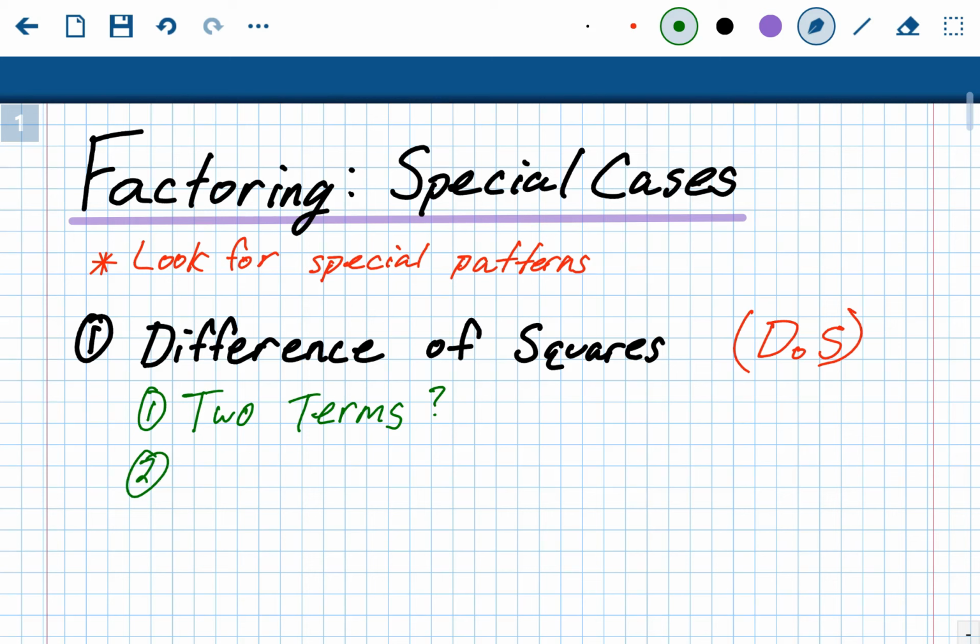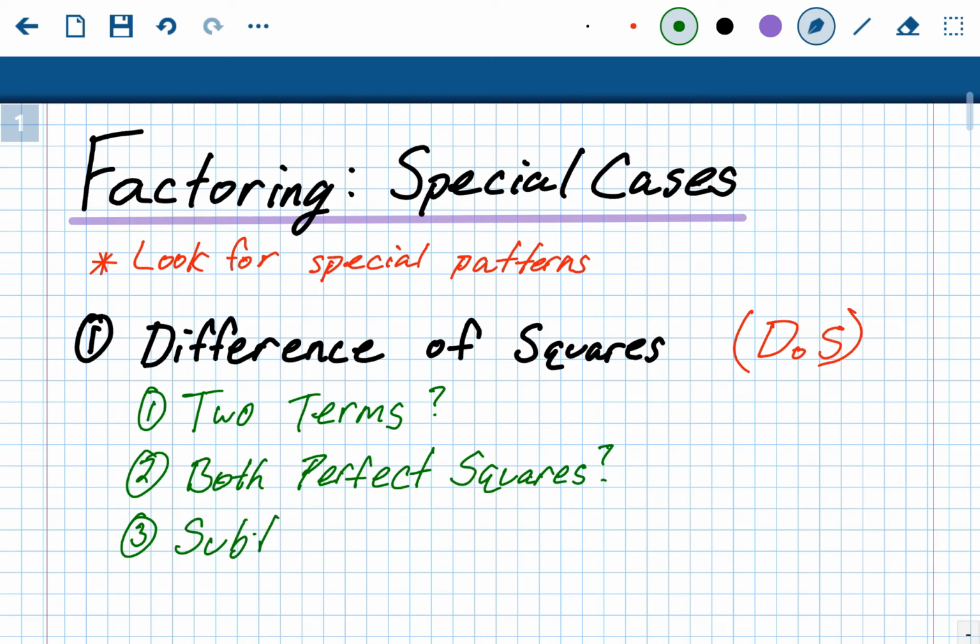Second question you have to ask is, are both terms perfect squares? If they are, and there's also two terms, then you could potentially use the difference of squares pattern. And the last thing you have to ask is, difference means subtracting. Are you subtracting those two terms? And if you answer yes to all three of these questions, then it is a difference of squares pattern.